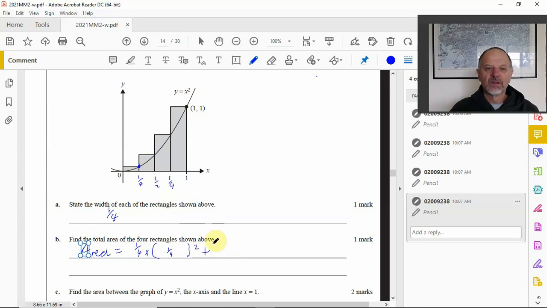Plus, the width of each rectangle is 1/4 times, in this case, the x value is 1/2, so it's 1/2 squared. Plus the next one, 1/4 again, and that point there is 3/4 squared, plus, again the width is 1/4, times 1 squared in this case. Put that in your calculator, and when you do that, you get 15/32.